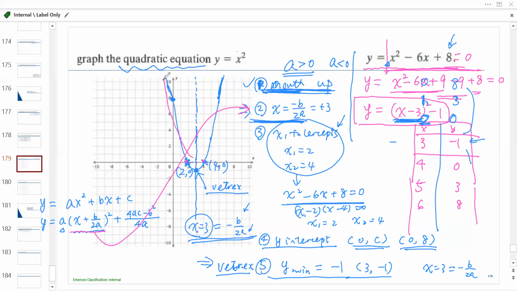Sometimes they graph like this way. They have no x-intercept. It means this part, so it means b squared minus 4ac is less than 0. Sometimes they don't have an x-intercept. No x-intercept means they are just away from the x-axis, right? So we need to judge this part based on the discriminant.